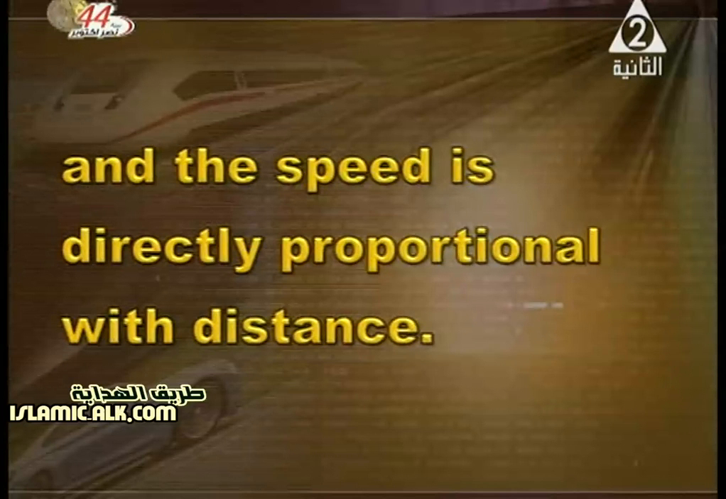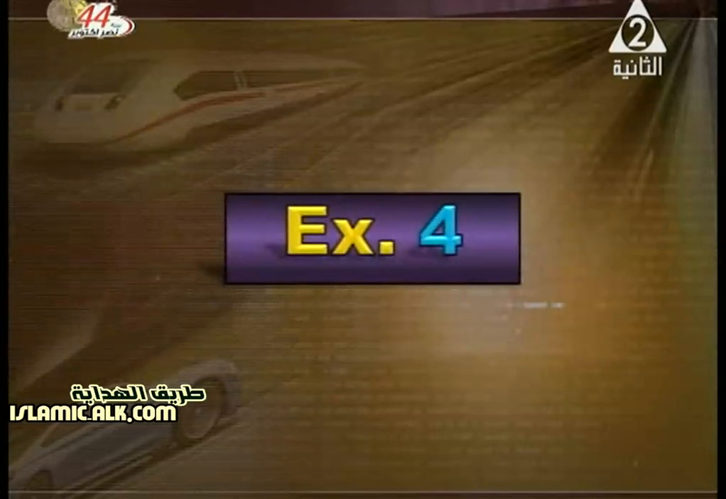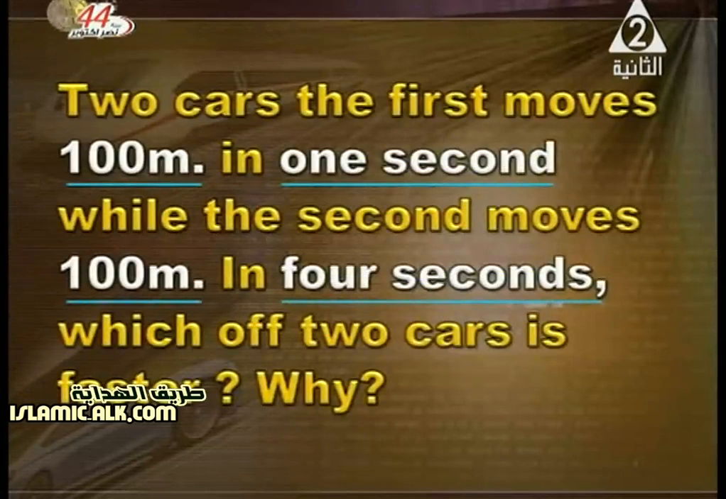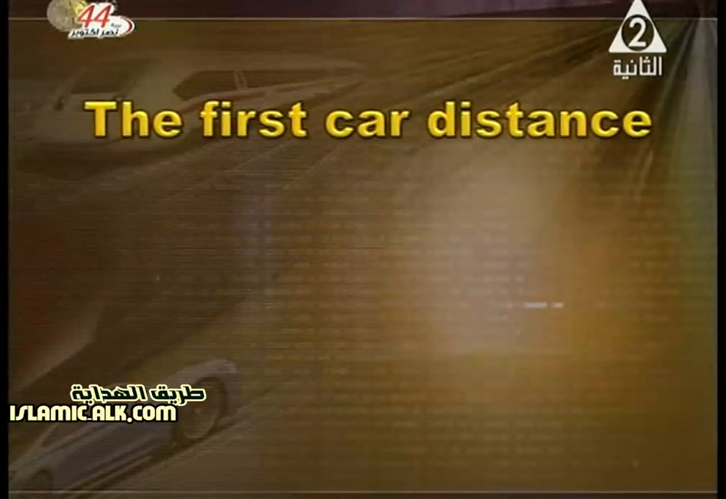Lovely lesson. What about asking you? You must say speed here is directly proportional with what? With the distance. This helps us to know the relationship between speed and distance in the same time. My dear, you have another example. 2 cars. The first moves 100 meters in 1 second, while the second one moves 100 meters in 4 seconds. My dear, which of the 2 cars is faster and why? Yes, you know the answer. Here we can say the first car also.